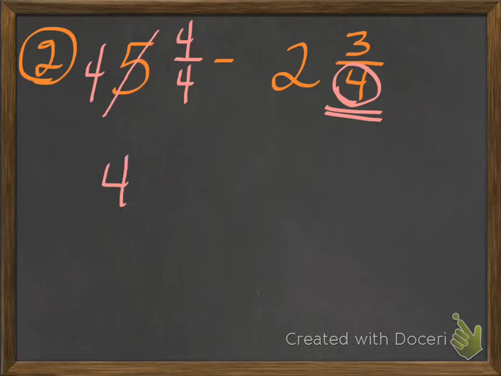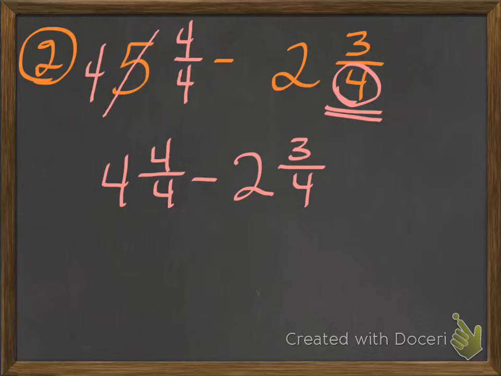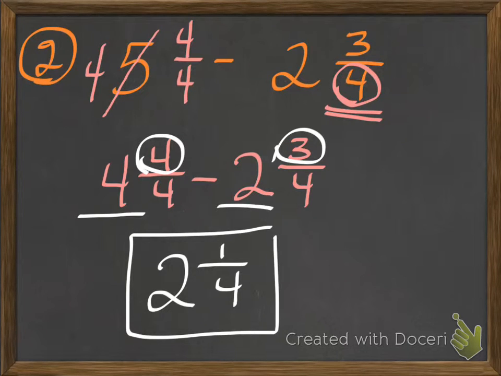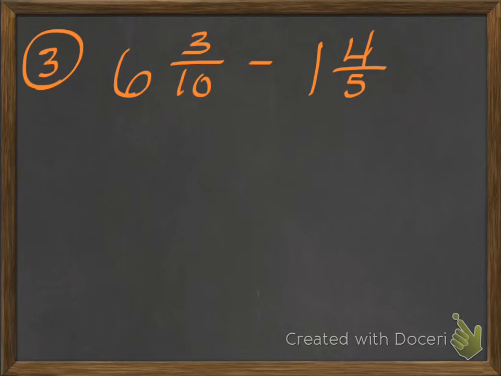So I've got 4 and 4/4, and I'm going to subtract 2 and 3/4. Now this time, I don't have to do anything else because I can subtract 4 minus 3. So I subtract the fractions first. 4/4 minus 3/4 is 1/4. And then I do the whole numbers. 4 minus 2 is 2. My final answer is 2 and 1/4 because it cannot simplify any farther.